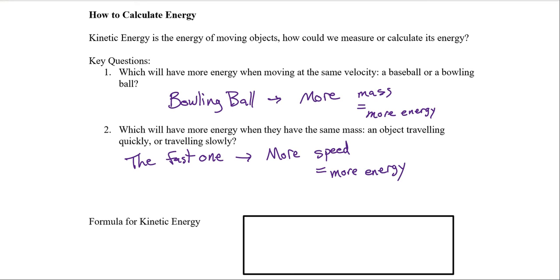So we know our formula for kinetic energy is going to have to relate to both the mass and the speed. The formula we have is 1/2 multiplied by the mass multiplied by the speed squared. In both of these, if we increase the mass, increase the speed, we get more energy. This formula works with the way that we think about the world.